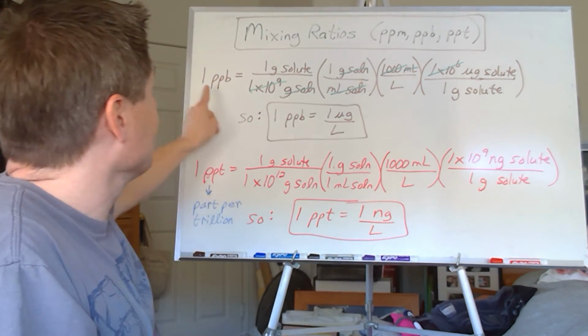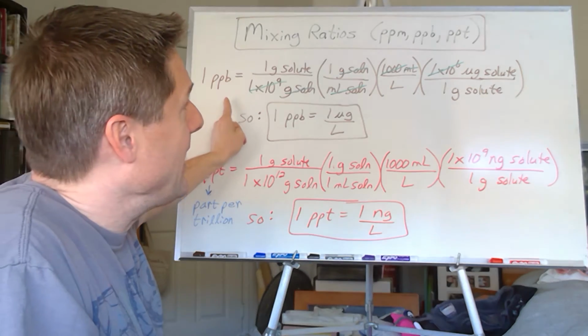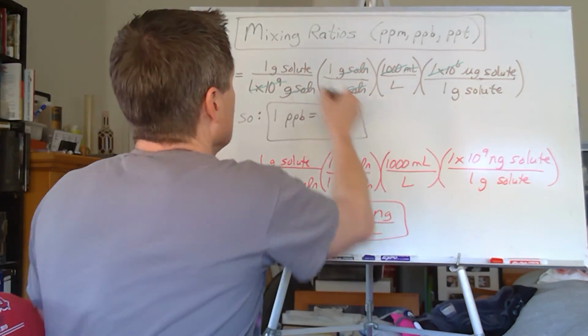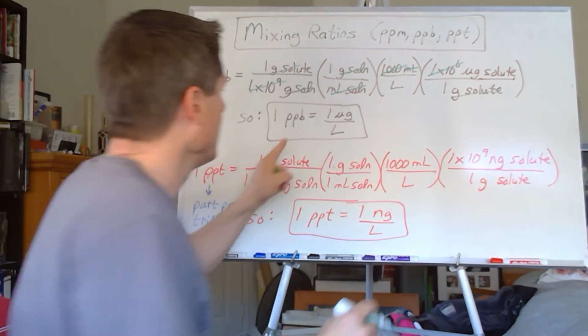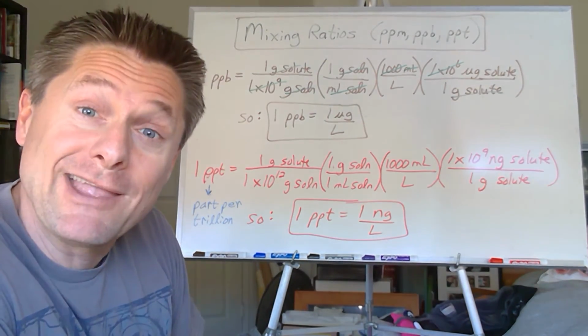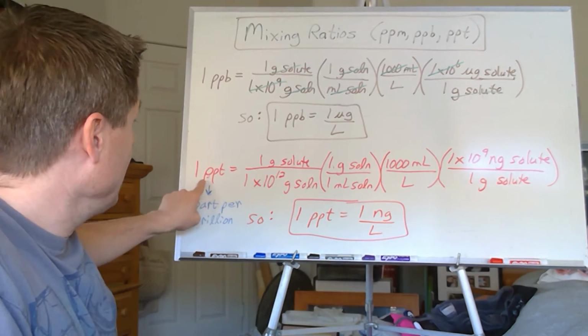So that means 1 part per billion is the same thing as 1 microgram of solute per liter of solution. So grams of solute cancels. Or 1 ppb is just 1 microgram per liter. Nice little shortcut they use. Do the same thing for ppt.